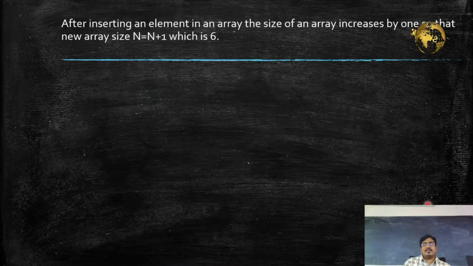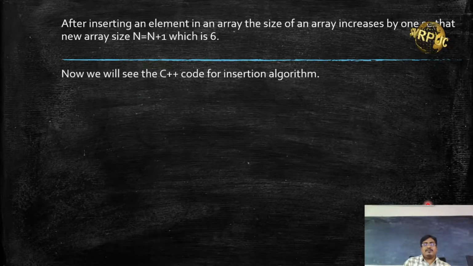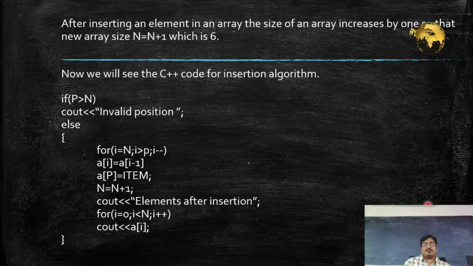Here we will see an example. Again we will take one example and we will see the C++ code for the insertion algorithm. This is the C++ code. As I told, the first condition is if p is greater than n, then invalid position. Here my p value is 3. In the previous slide we saw p value is 3 and n value is 5. 3 is greater than 5, the condition is false. That's why we will not execute the cout statement. Instead of that, I will go to the else part.